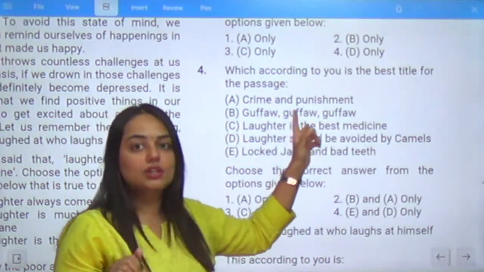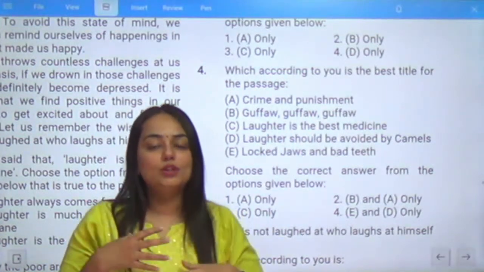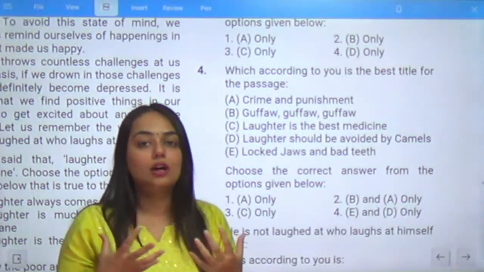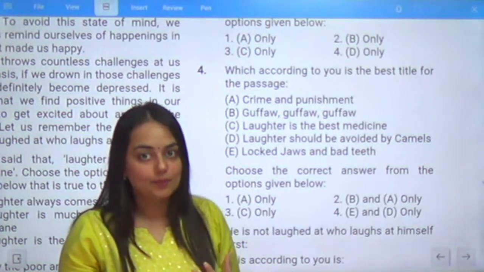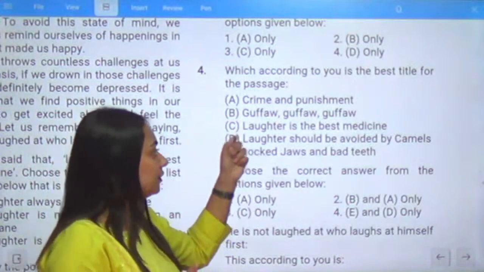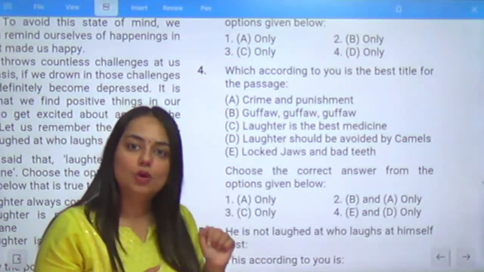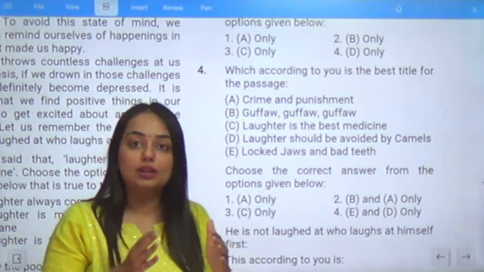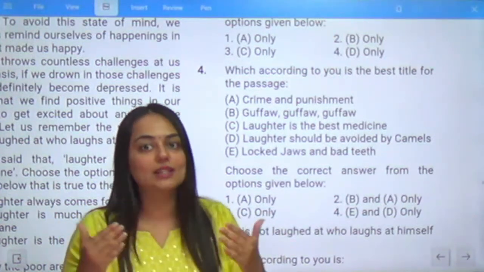Guffaw, guffaw. So, guffaw is one form of laughter when you laugh very loudly. It's a chuckle laughter, you can say. So, many such words were discussed here. Gurgle was there. Guffaw was there. So, why only talk about guffaw? When the author told you that there are different types of laugh and smiles.